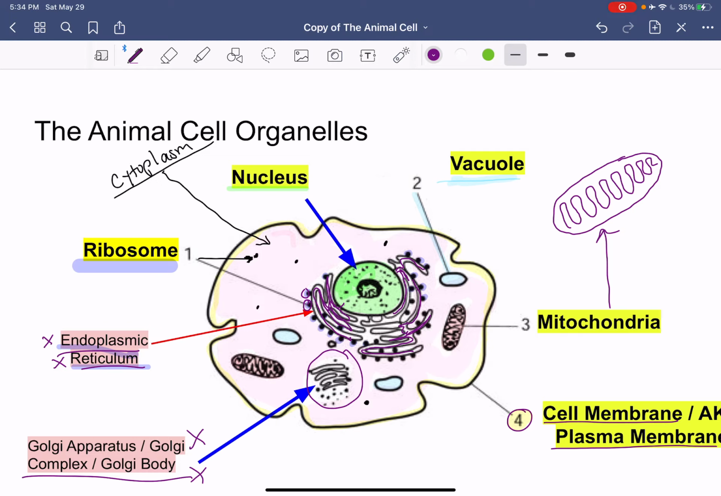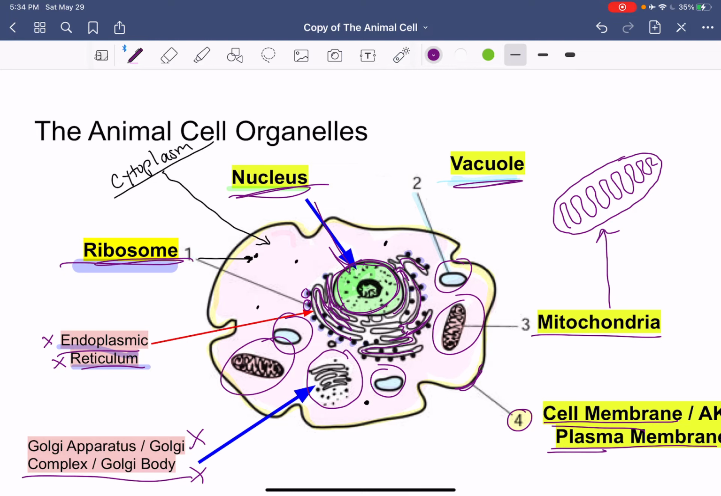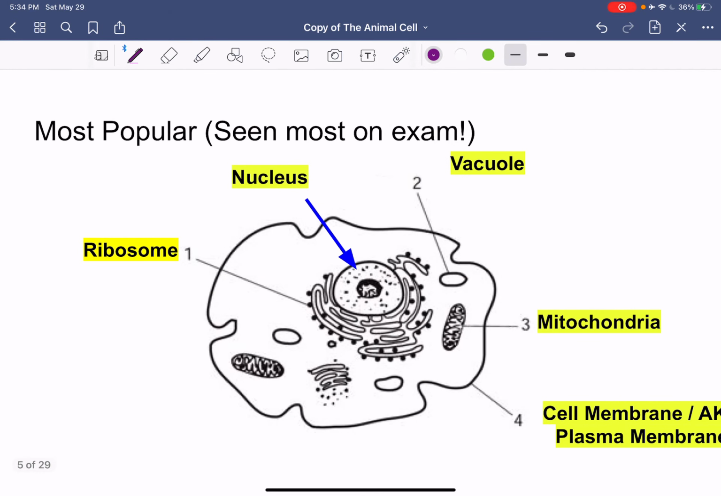Okay, so we have here the cell membrane as the outermost layer. The mitochondria, there are 2 of them. The vacuole, we have 3 of them. The nucleus, we have 1, but here's the nucleus. The ribosome, which are these dots on the endoplasmic reticulum, and the Golgi apparatus. All right, let's move on.